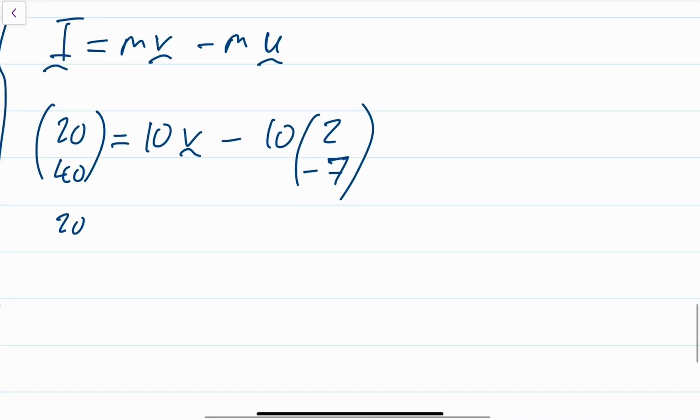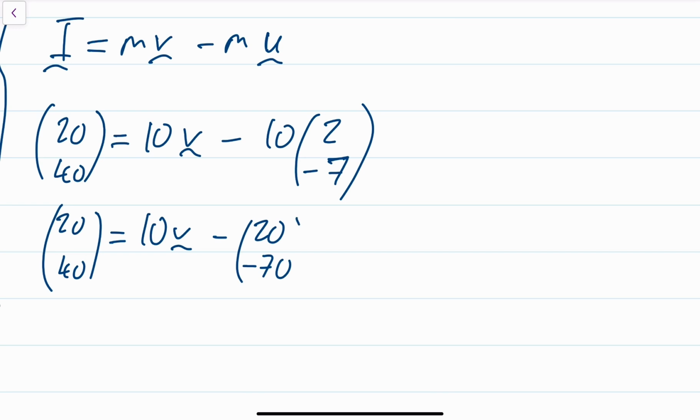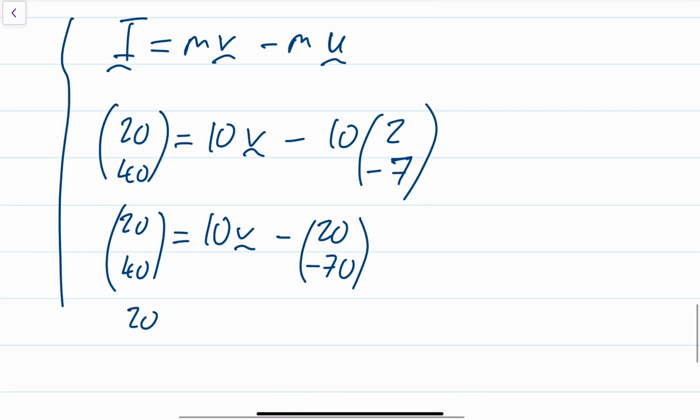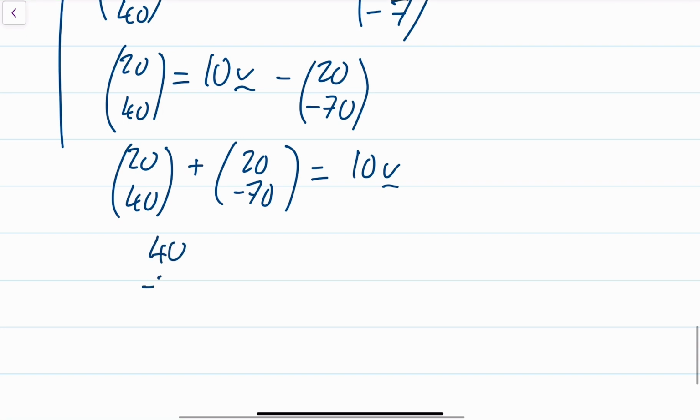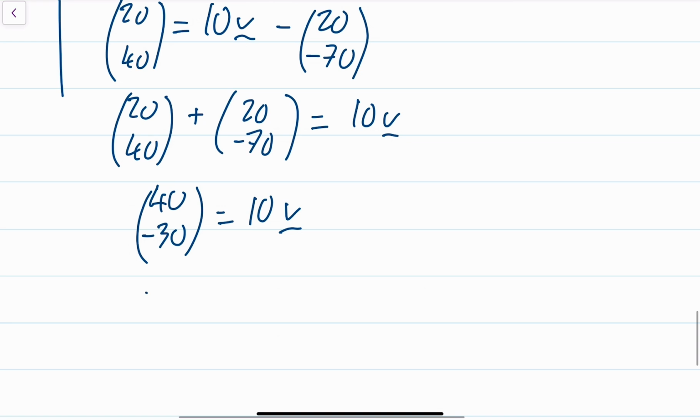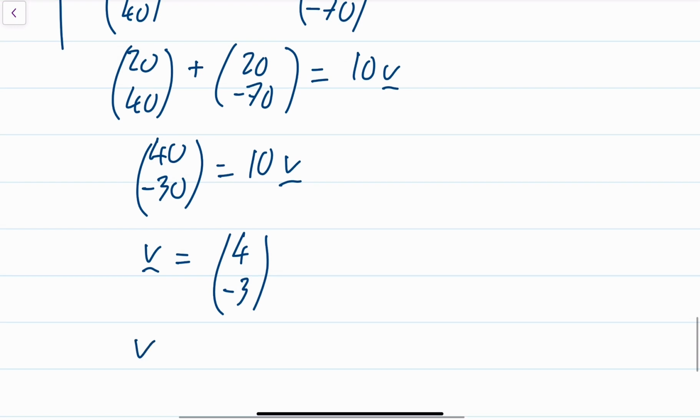So that's just going to be 20, 40 equals 10v minus 20, and that would be minus 70. Bring that across the other side then. You're going to have 20, 40 plus 20, minus 70 is equal to 10v. A little bit of working out then. That's just going to be 40, minus 30 is equal to 10v. And then divide across by the 10, your v then just works out to be 4, minus 3. I would just write my v then as 4i minus 3j meters per second.